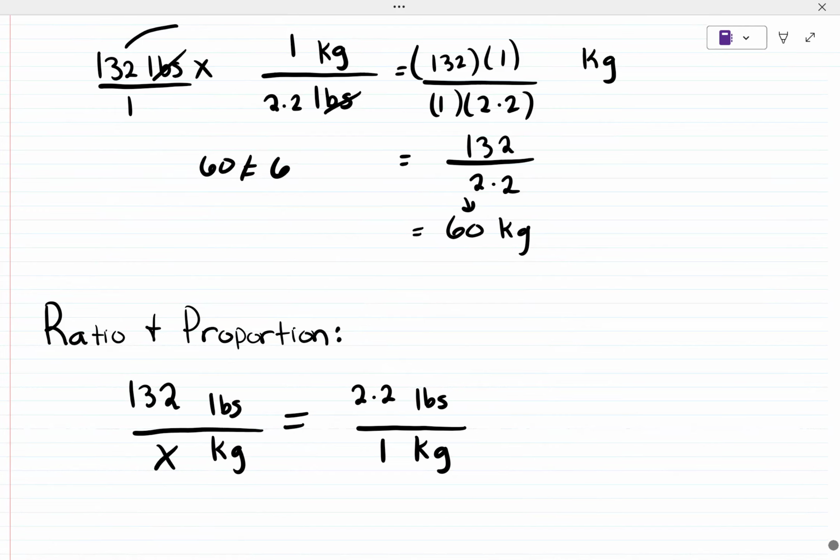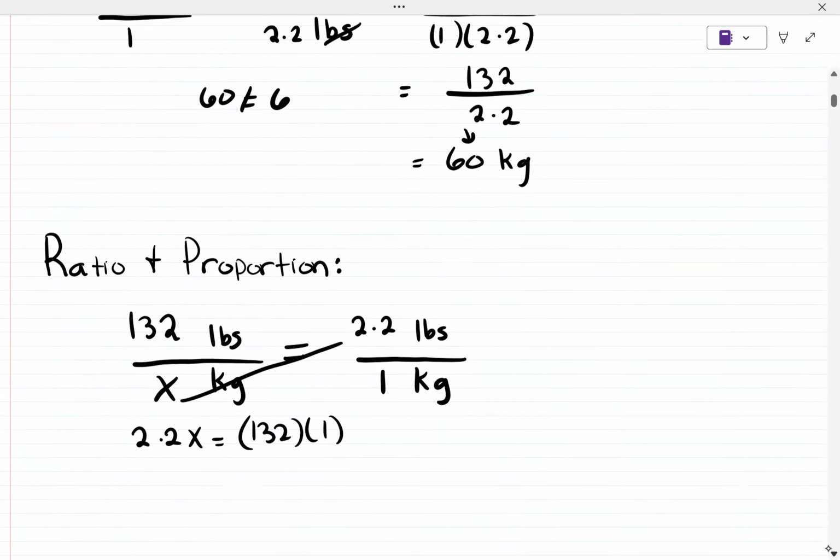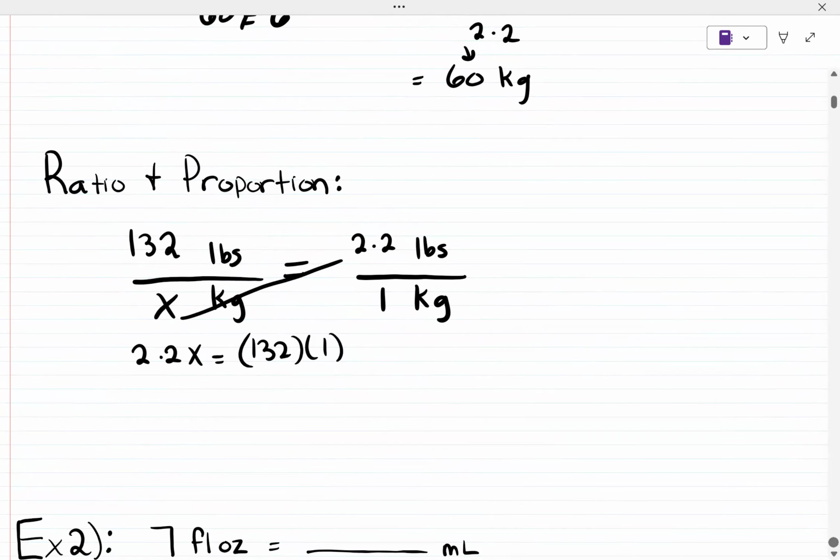Go ahead and cross multiply. This is going to be 2.2x equals 132 times 1, and you get 2.2x equals 132. Divide this by 2.2, 2.2, and you get 60 kilograms.